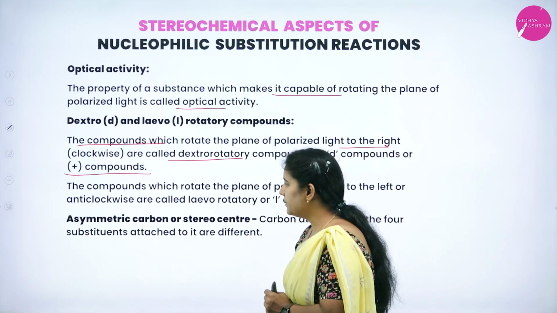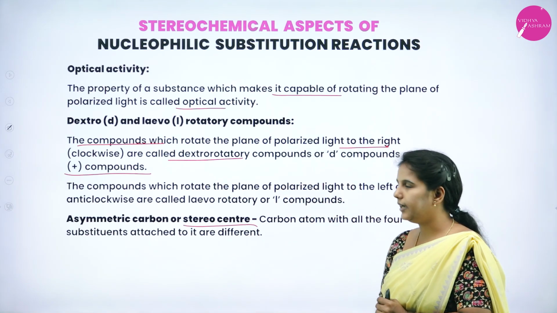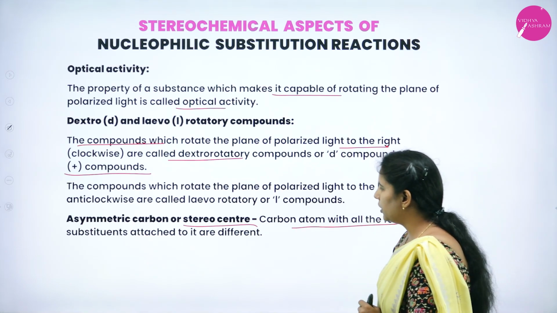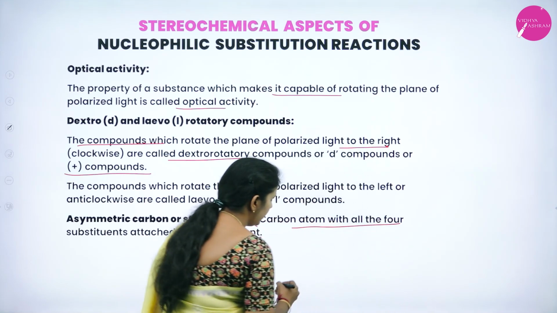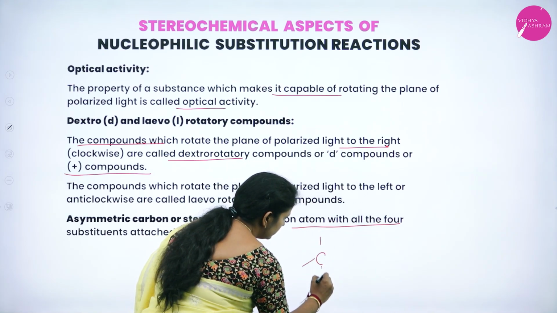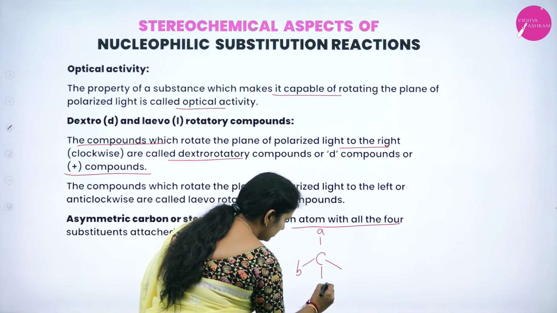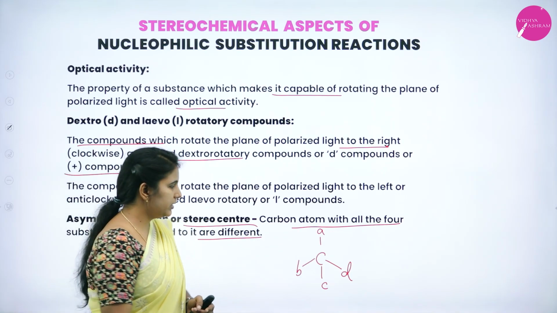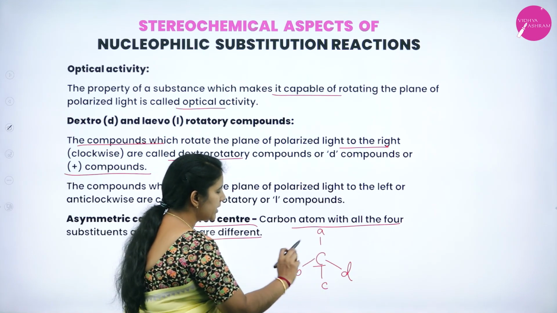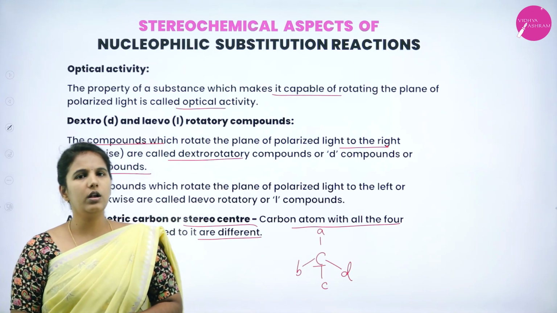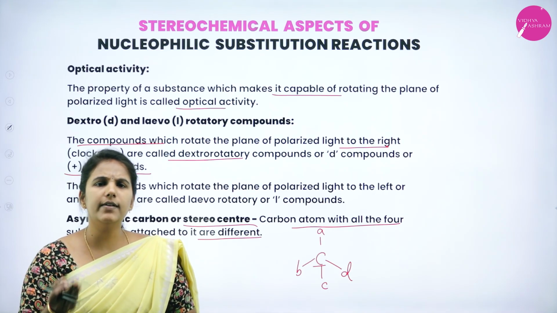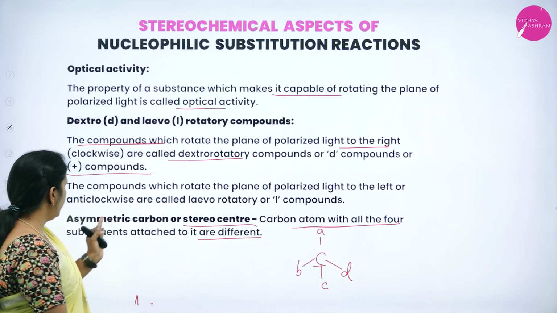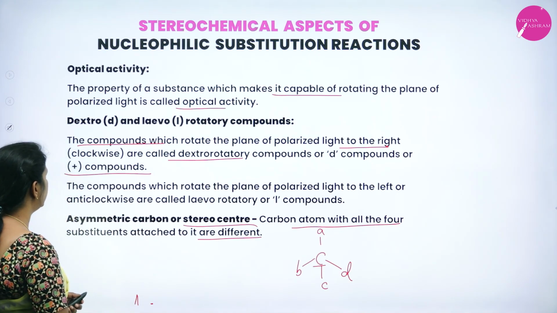Okay. Asymmetric carbon, or stereo center. What does it mean? A carbon atom with all four substituent groups different. You can see that. You can take the example of this compound, where I have represented the carbon with its 4 valency, and to it all single bonds are attached to 4 different substituent groups. Such a carbon is known as a stereo center, or asymmetric carbon.